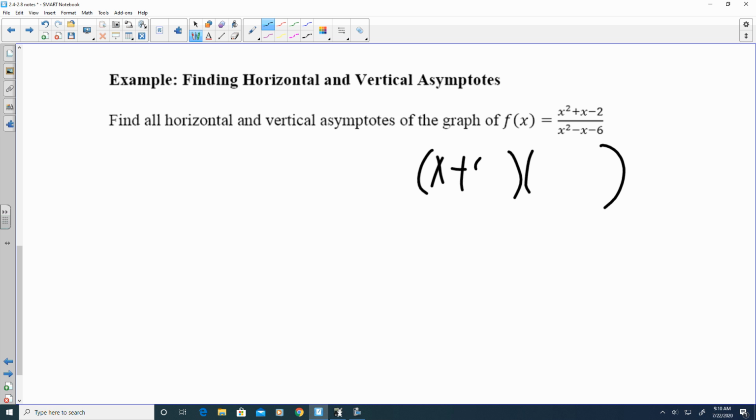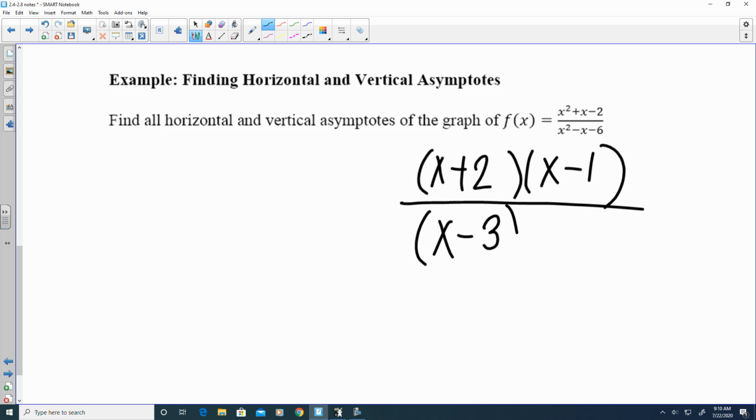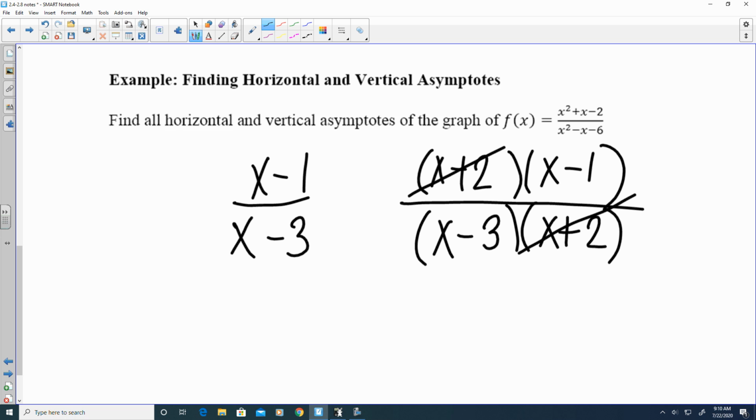to x plus 2, x minus 1, and the bottom factors to x minus 3, x plus 2. One of those factors cancels. So now we are fully simplified. X minus 1 over x minus 3, and I can solve for the vertical and horizontal asymptotes.